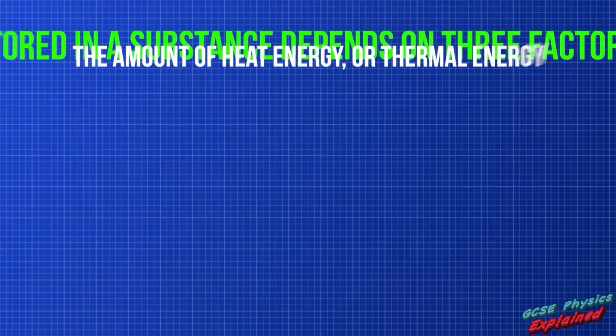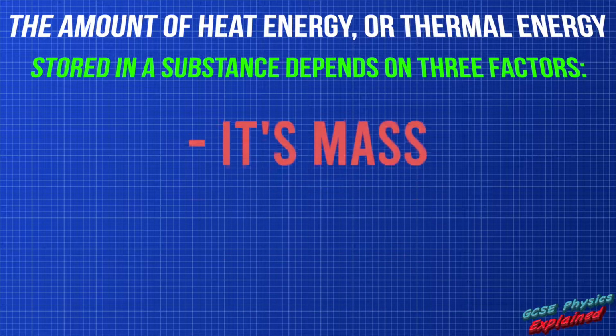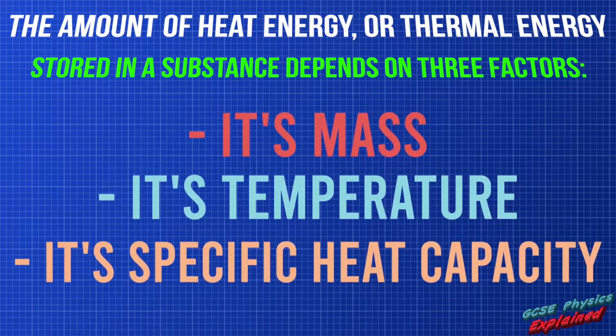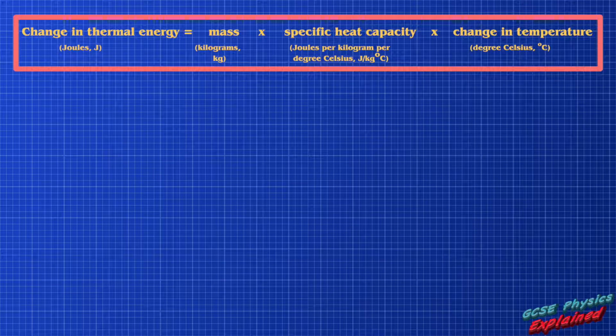The amount of heat energy or thermal energy stored in a substance depends on three factors: its mass, its temperature, and the specific heat capacity of the material. You'll see these three factors in the equation we use to calculate thermal energy. In GCSE Physics, we're often interested in knowing how much the thermal energy has changed. So here's the equation we use.